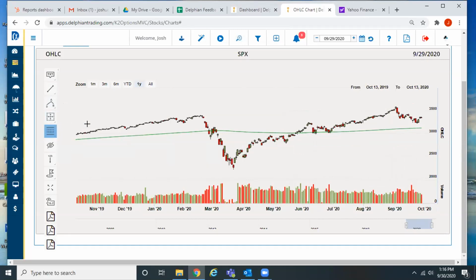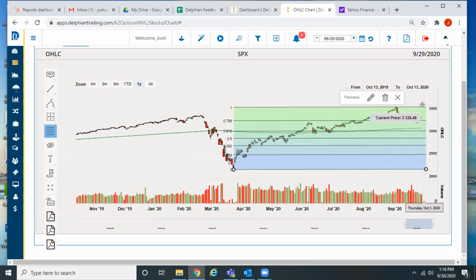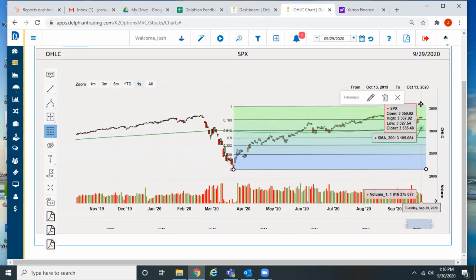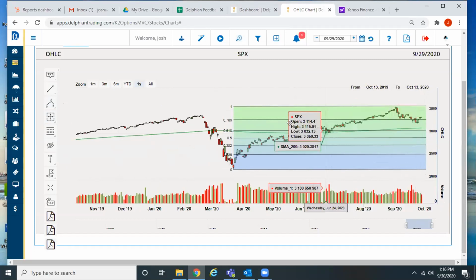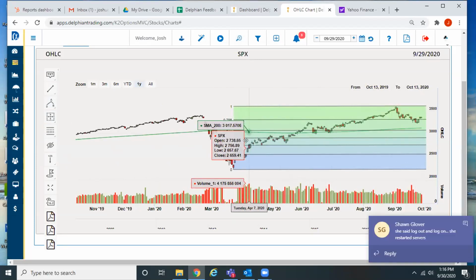Hey, Josh, what's the importance of the SMA 200 versus 100 or 50? Everyone uses that as a critical level for long-term support, whereas the shorter term ones are short-term.